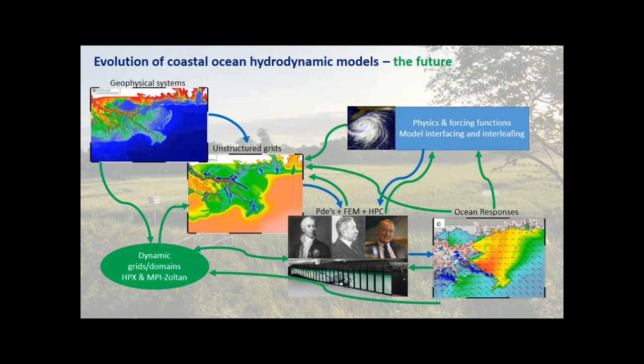We are actually, in our community, looking at something that was initiated by Kassulis about 20 years ago or so, and that is really looking at wetting and drying as a porous media problem, and this integrates very well with the subgrid scale as well.